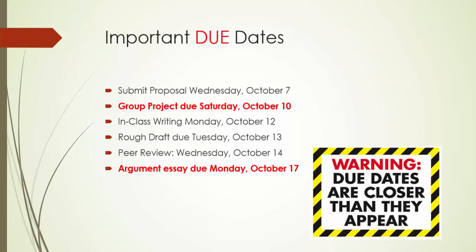Here are some important due dates. You're going to submit your proposal Wednesday, October 7th. Group projects are due Saturday, October 10th. We will have an in-class writing Monday, October 12th. The rough draft is due the 13th. Peer review is the 14th, and then the argument essay is due the 17th. So you see we have a lot of dates back to back, so we cannot waste our time. We need to stay vigilant and get this done.